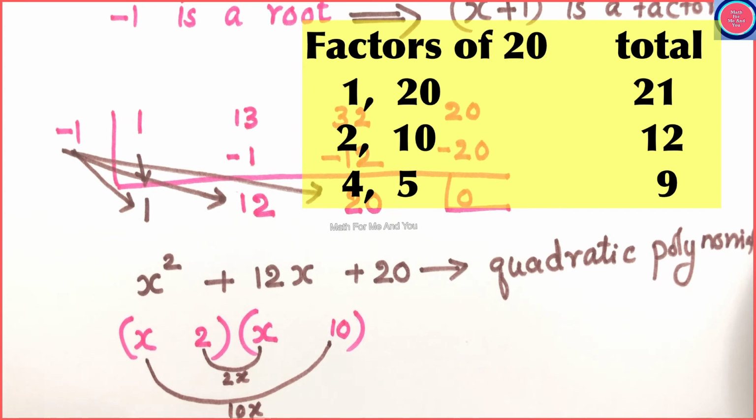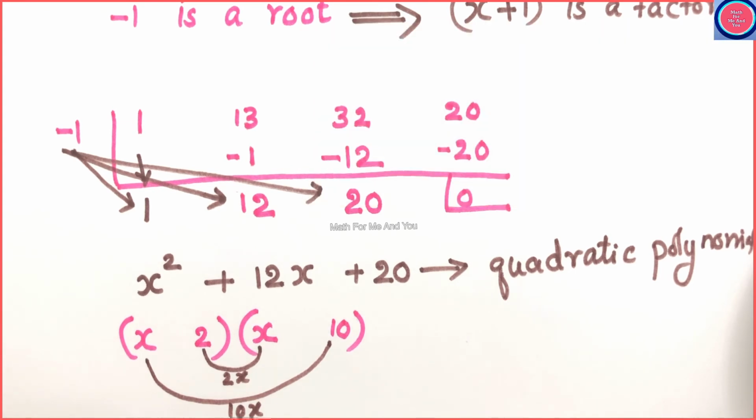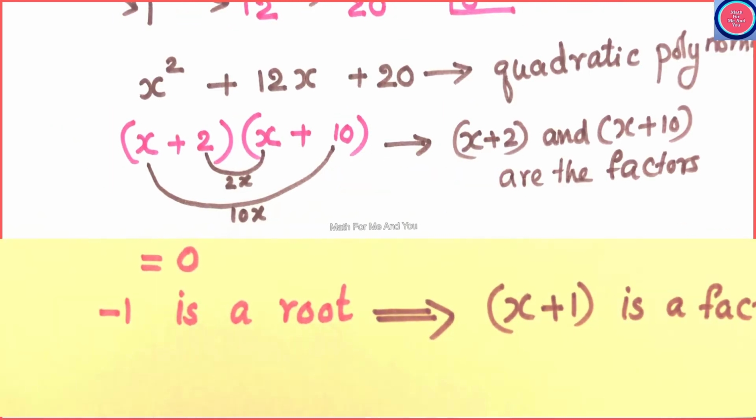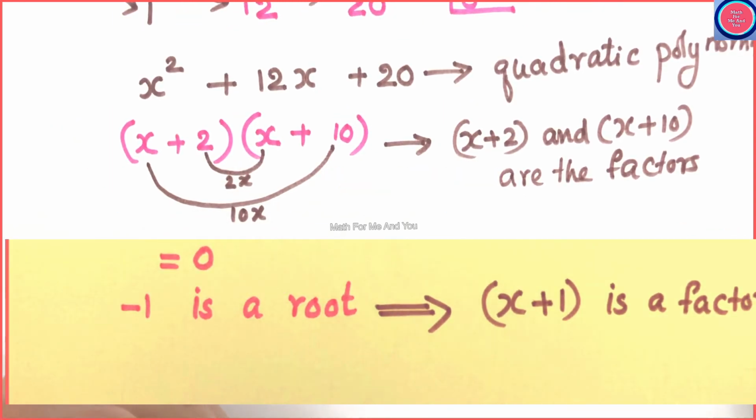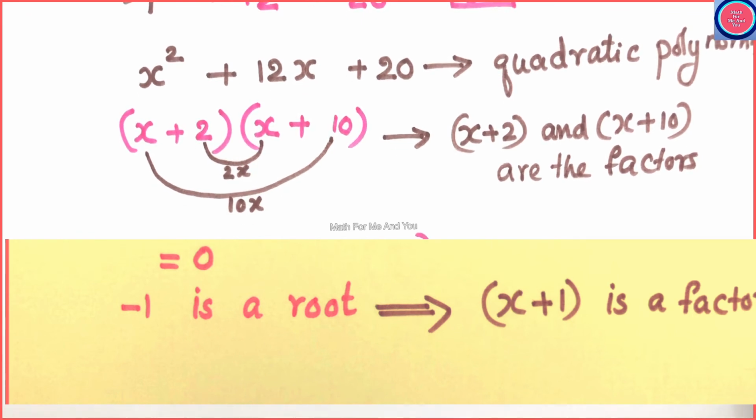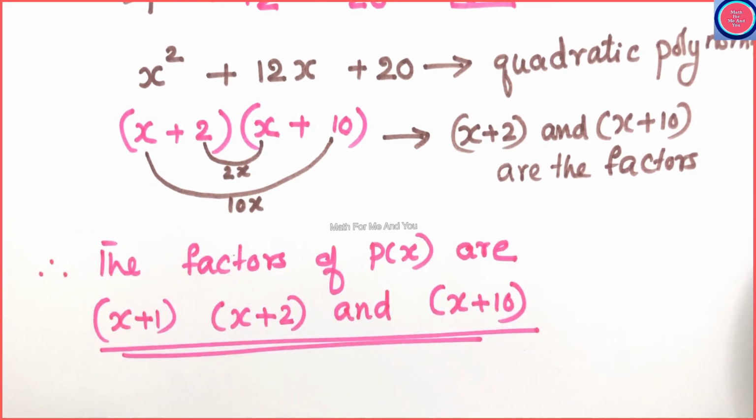Make sure this total is 12. How? Cross multiplying. 2x and 10x. The total we get 12x. And the middle term is plus. That means all these numbers must be positive. So what are the factors? The factors are x plus 2 and x plus 10. Already we have got linear factor as x plus 1. Combining we get the three linear factors. They are x plus 1, x plus 2 and x plus 10.